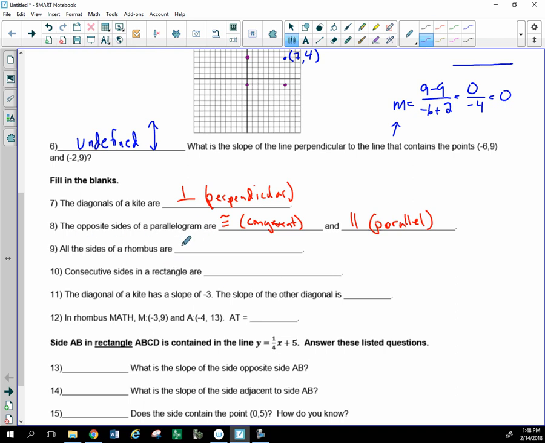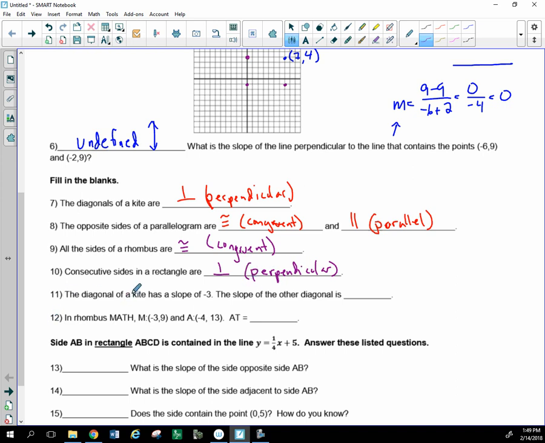All the sides of a rhombus are congruent, and the consecutive sides in a rectangle are perpendicular. Okay, and that's the terminology that we're looking for.